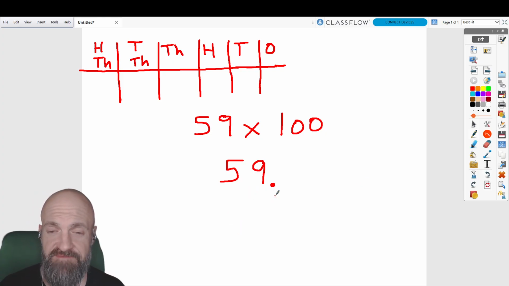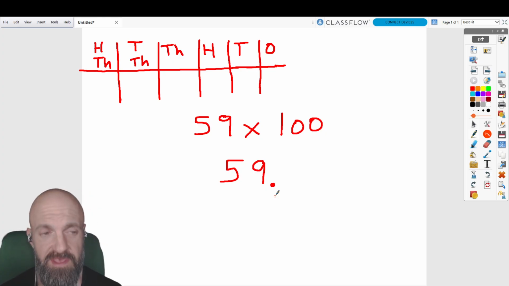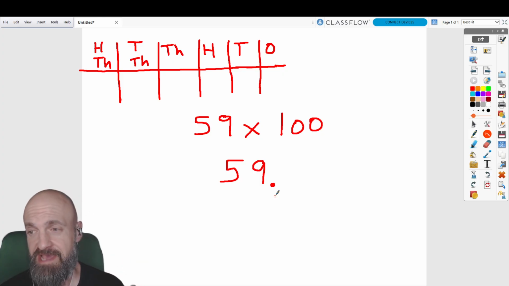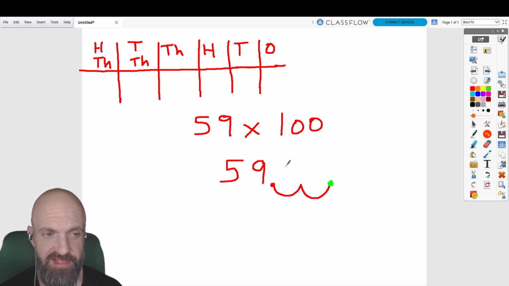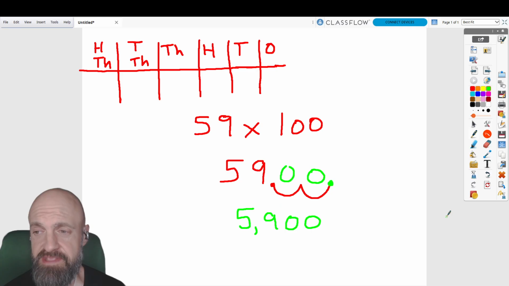So we're going to shift this time to the right. Times 10 is 1 jump. Times 100 is 10 times 10, which is 2 jumps. So we're going to shift 2 jumps to the right, like this. 1, 2. So the new decimal place is here. We're going to add in placeholder zeros, and let's drop it down, add our comma. There's our answer. 59 times 100 is 5,900.